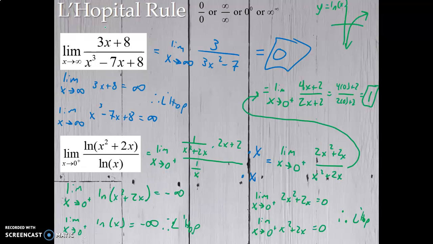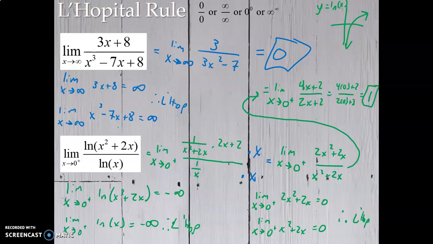On the first one, you only have to use L'Hopital once, so they both evaluate to infinity. So you can use L'Hopital, reduce it to 3 over 3x squared minus 7, and then when you plug in infinity on the bottom, that would evaluate to be 0.